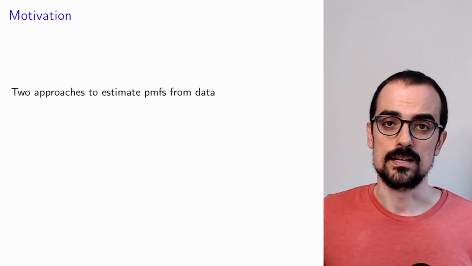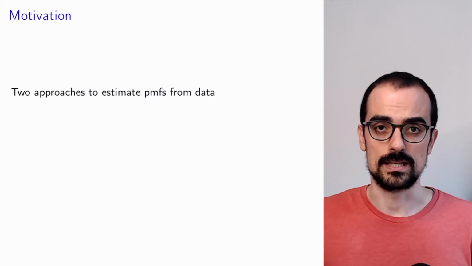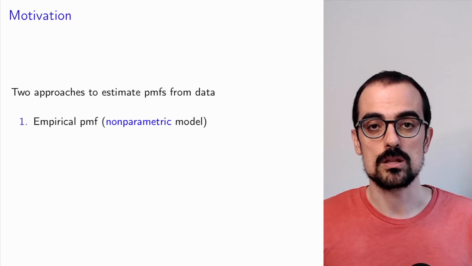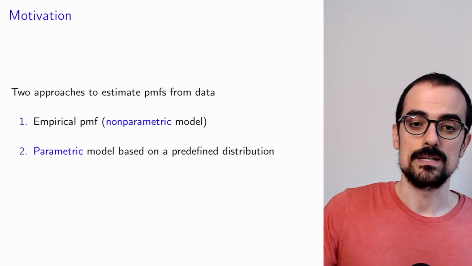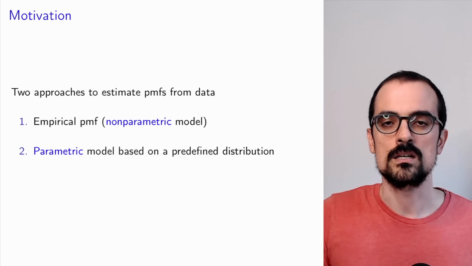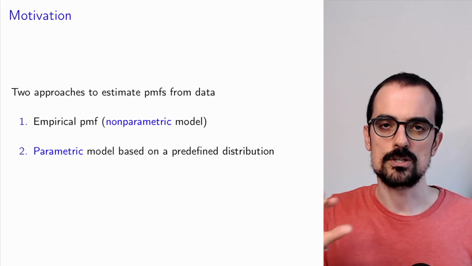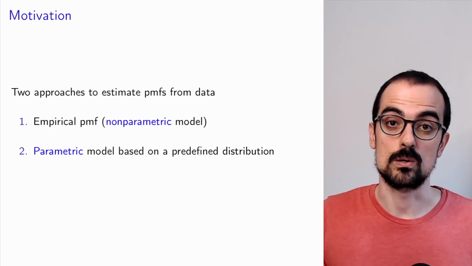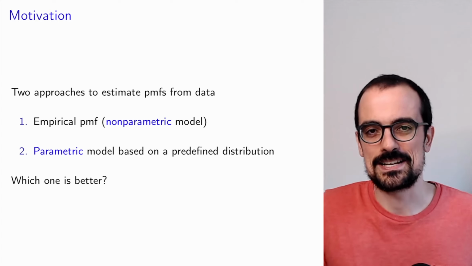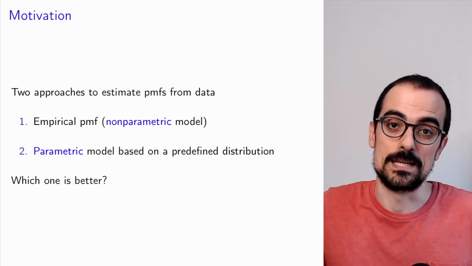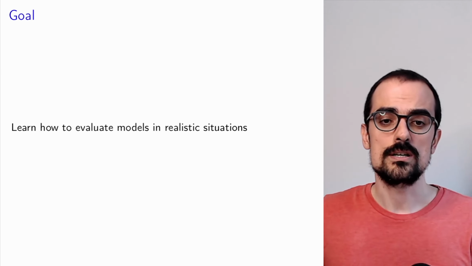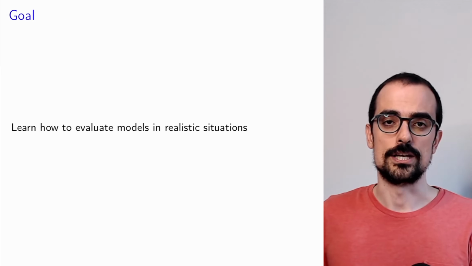Again, that's the motivation. We have two approaches to estimate PMFs from data. One is the empirical PMF, which is a non-parametric model. The other is using a parametric model based on some predefined distribution that we have designed according to the phenomenon that we're interested in, making some assumptions that hopefully are reasonable. So which one is better? And the answer, often in life, is that it depends on the situation. So our goal is to learn how to evaluate models in realistic situations.